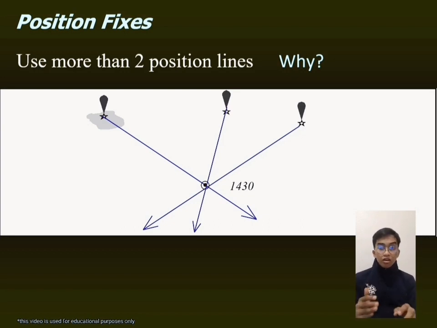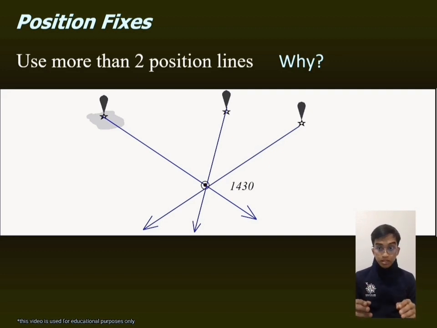The symbol for a fix must always be accompanied with the time using the 24-hour clock, as you saw before. You saw before in terms of the number of position lines. Now, although you need a minimum of 2 position lines for a fix, you should always endeavor to obtain a third or greater degree of certainty.